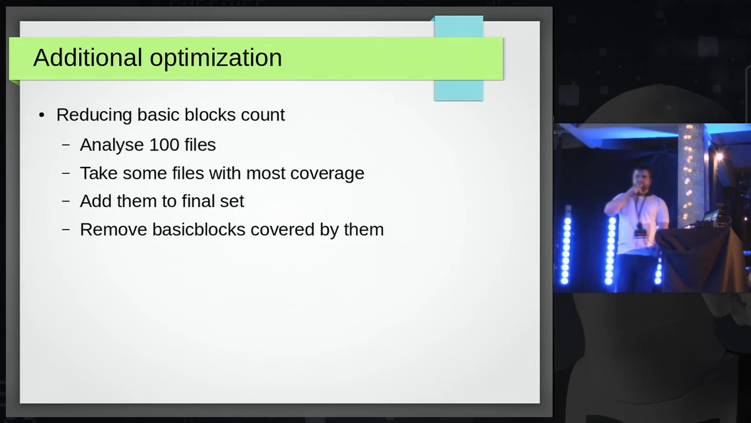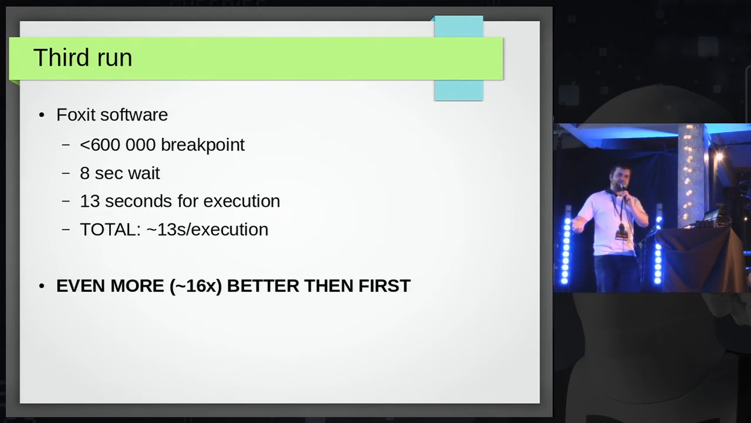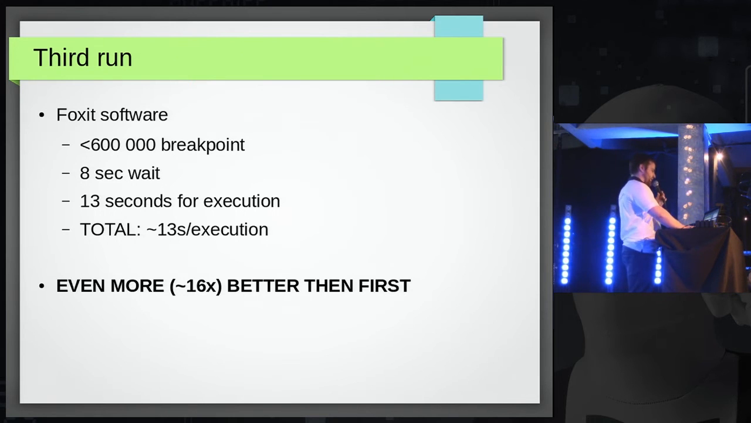Now, an additional optimization. Since a lot of those basic blocks are covered in every execution, like setting up the program and so on, you actually don't need this information. So what I did, I downloaded 100 files, took the file that had the best code coverage, put that aside into the final set, and removed all the basic blocks that were covered by this one file. With this, I got it down to less than 600,000 breakpoints. I don't remember exactly how many. Same setup for how many seconds to wait for a new breakpoint, and the execution was reduced to 13 seconds on average. In many cases, the execution was 8 seconds because no new breakpoints were covered compared to the initial analyzed one.